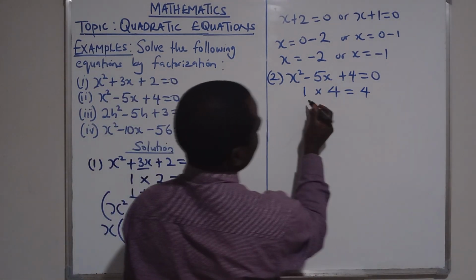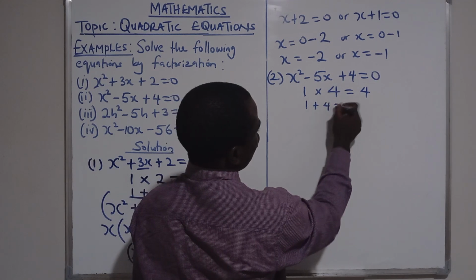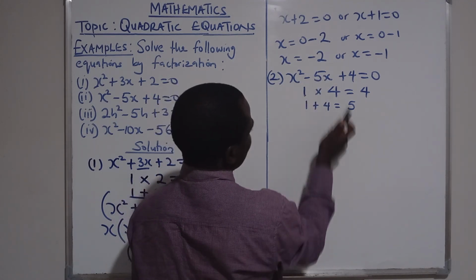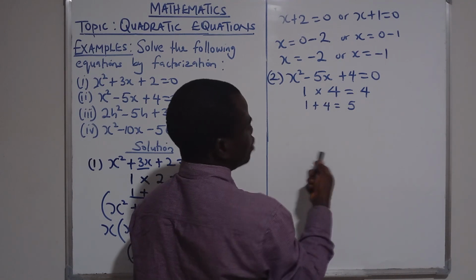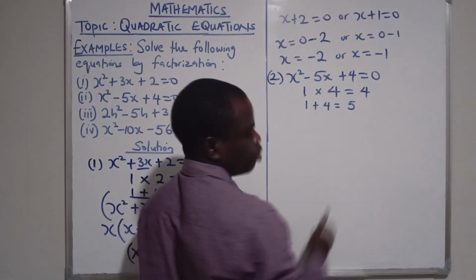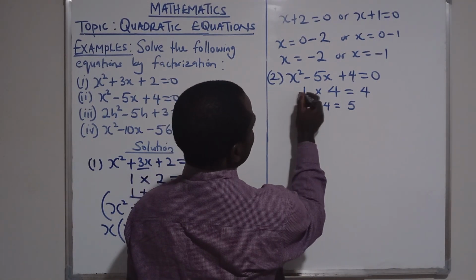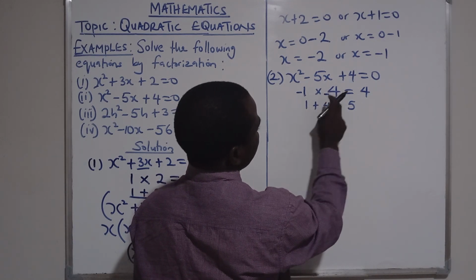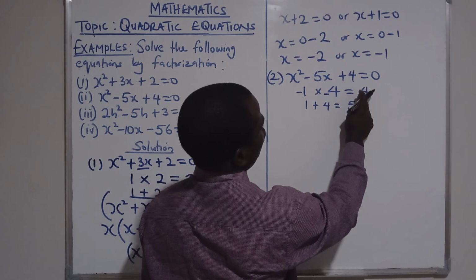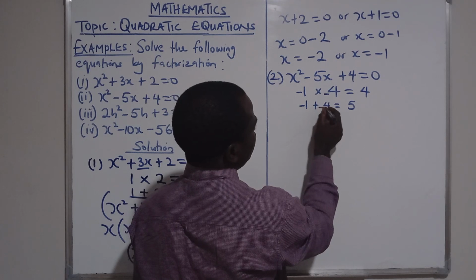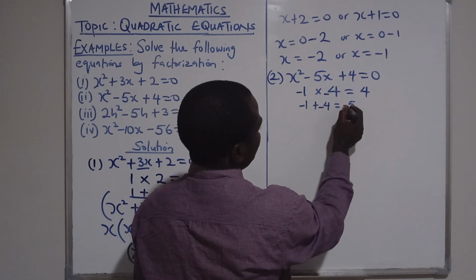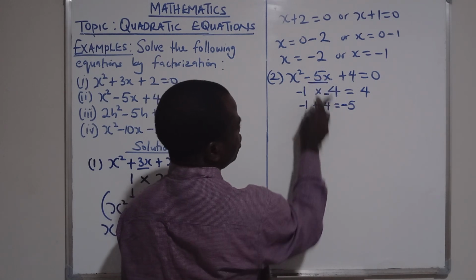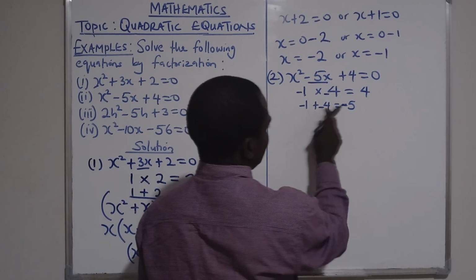You could see that if you add 1 plus 4, it will give us 5, which is not minus 5. Now think, what can you do to get minus 5, that when you multiply the same two numbers together, it will give you plus 4? What you need to do is to introduce negative here. You see that minus 1 times minus 4 gives you plus 4, and when you add those two numbers, minus 1 plus minus 4, you have minus 5, which is what you have here. You now replace minus 5 with minus 1 and minus 4.